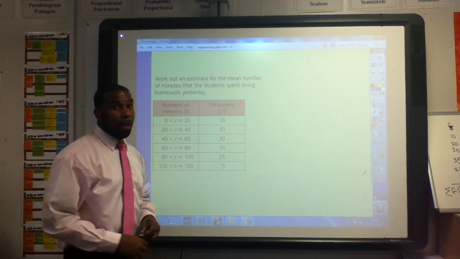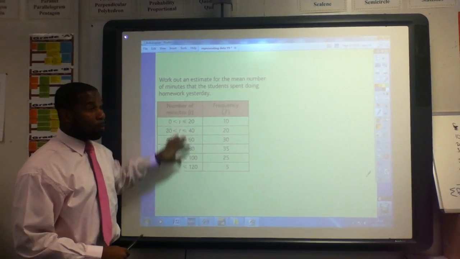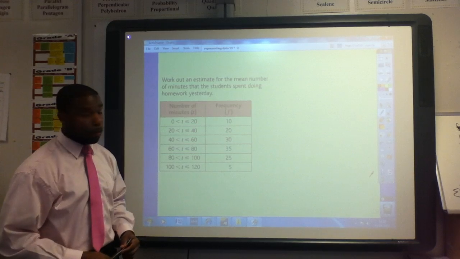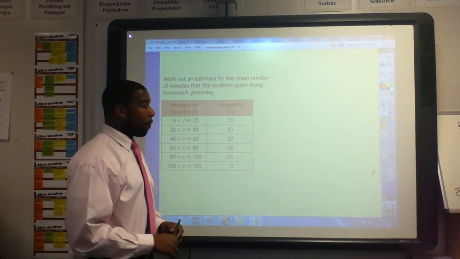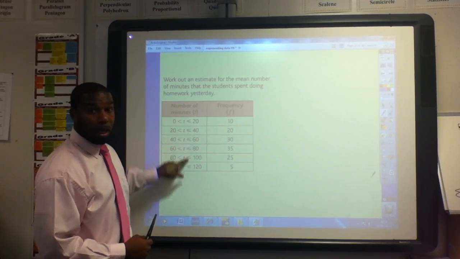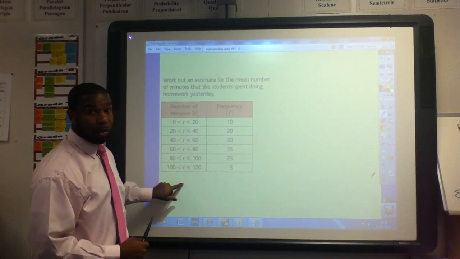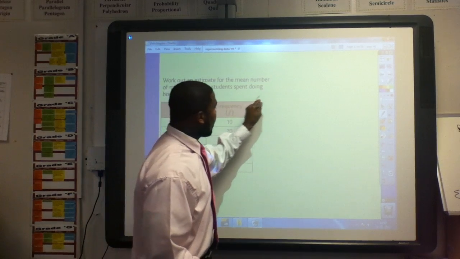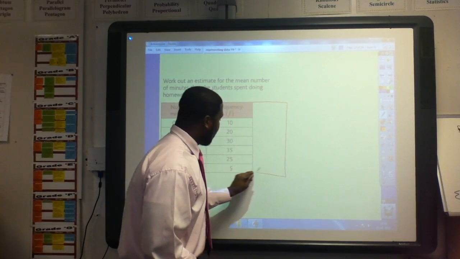So we're finding the estimated mean of a group data. And that's what we're asked to do today. Now, in order to do that, the first thing you must do is find the midpoint of the group data right here. So that's what we're going to do. We're going to create a column here for the midpoint.